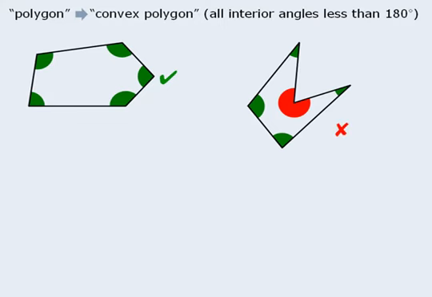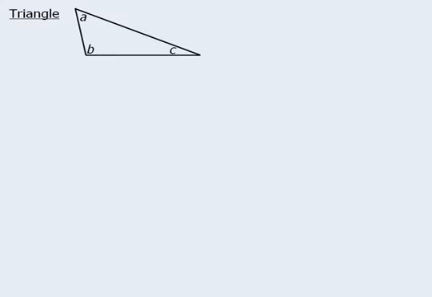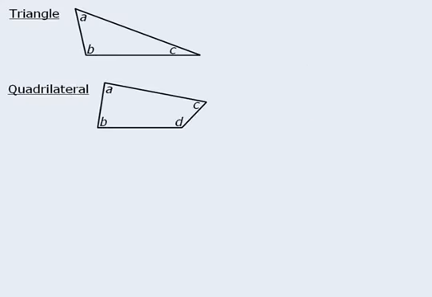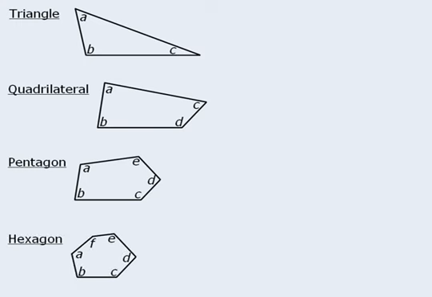Now up to this point, we have studied two types of polygons: triangles, which are three-sided polygons, and quadrilaterals, which are four-sided polygons. Now five-sided polygons are called pentagons, and six-sided polygons are called hexagons. There are names for other polygons, but you won't need to know these names for the GRE.